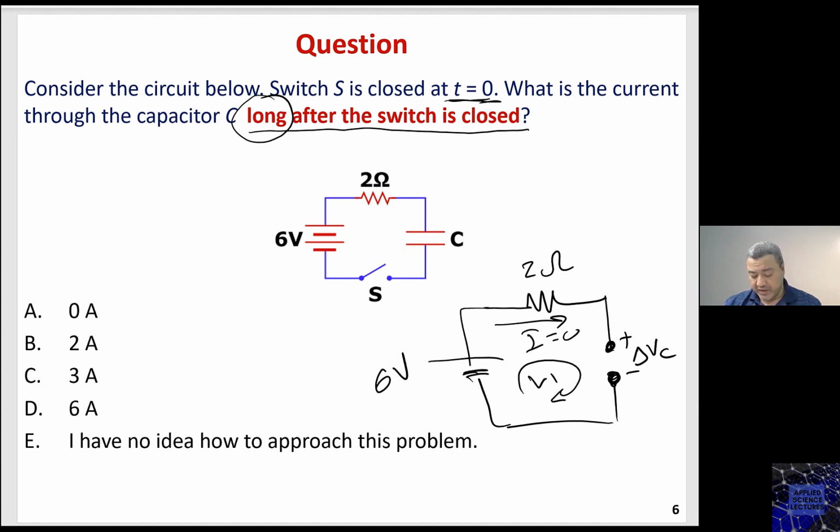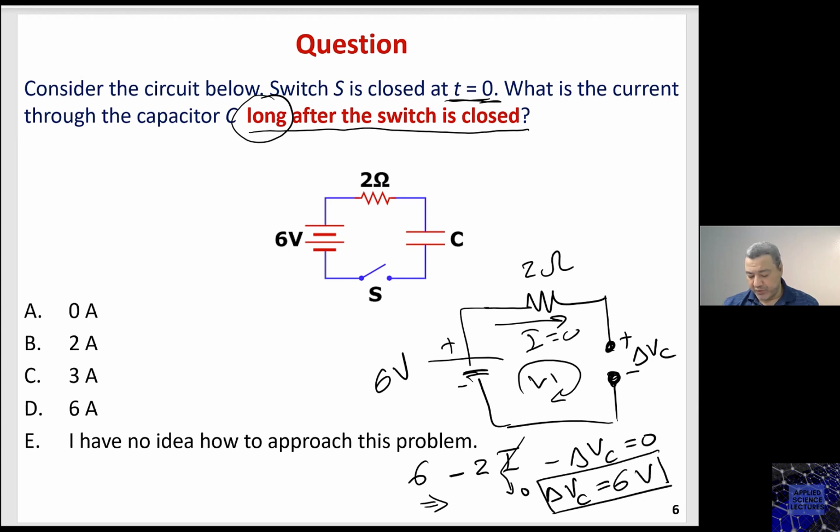KVL is going to give you here 6 minus 2I, and don't forget that I equals 0, minus delta VC equals 0, which means delta VC equals 6 volt. And don't forget that the current here is 0 ampere because the switch is closed. So here we need to calculate the current, and the answer is A.